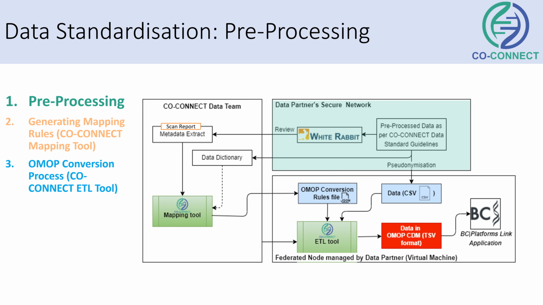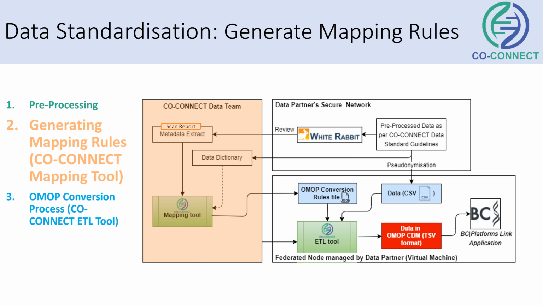The first step of the data standardization is data preprocessing and metadata extraction carried out by the data partner. More details on this can be found on part 2 and 3 of the video series. In the next step of the data standardization, the data partner will send white rabbit output or metadata extract and the data dictionary to the CO-CONNECT team.